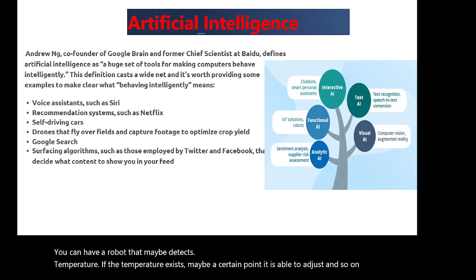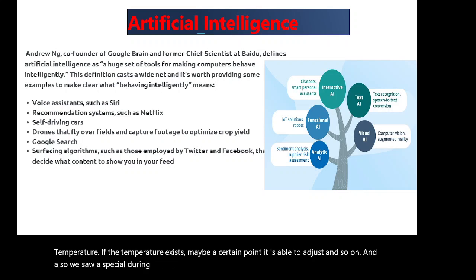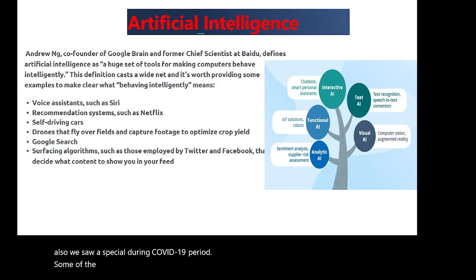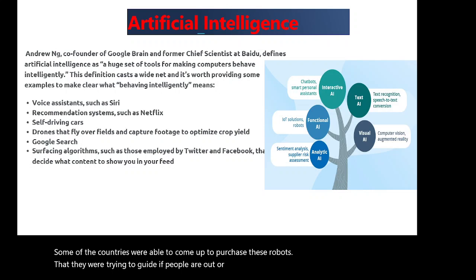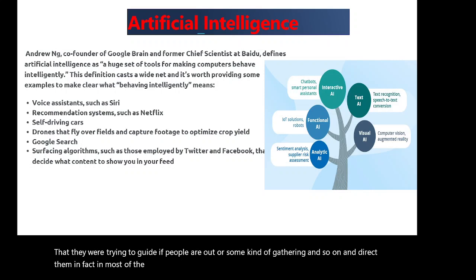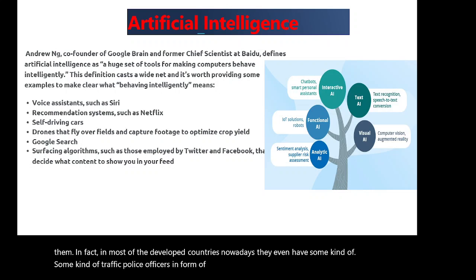And also we saw, especially during the COVID-19 period, some of the countries were able to purchase robots that were trying to guide people if they are out or in some kind of gathering, and direct them. In fact, in most of the developed countries nowadays, they even have traffic police officers in form of robots who are able to guide traffic and so on. So that is called functional AI.